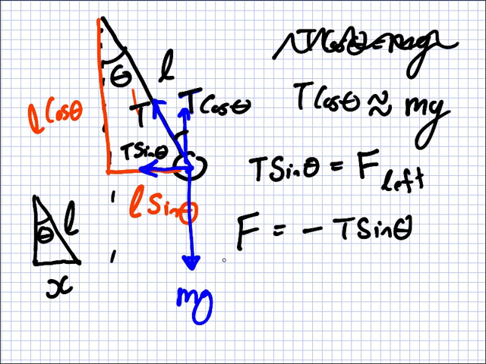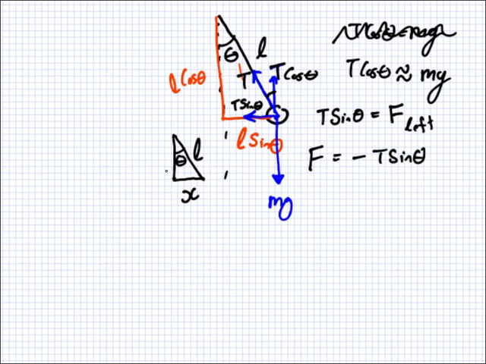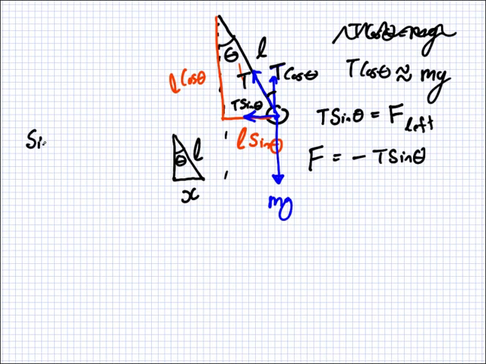So, next part, let me think. Yes, next part. Now this part is a little bit tricky, but I'll just zoom out. If you look at this triangle, what does sine theta equal? What's sine theta here? X over L. And what does cos theta equal? It will be this length over L. Okay? We don't know what this length is.